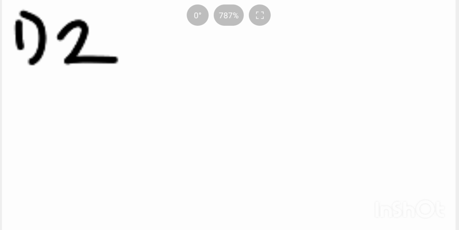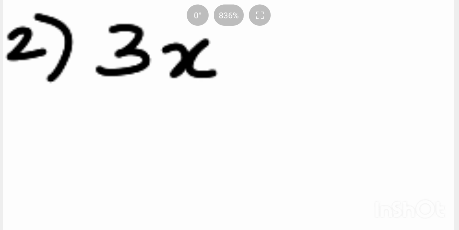So, the first question is work out 0.02 times 100. So, that's going to be 2. Second question, circle the expression that is equal to x plus x plus x minus x plus x. So that's going to be 3x, because you're adding x to itself 3 times. So you get 4x and then you minus x, so you get 3x.